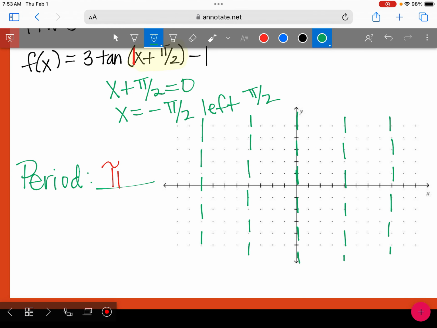All right, and now let's write our asymptote statement. So where are my asymptotes going to fall? Well, my first one, because it moved to the left, my asymptotes are going to be at x equals 0 plus or minus pi n. That's my asymptote.